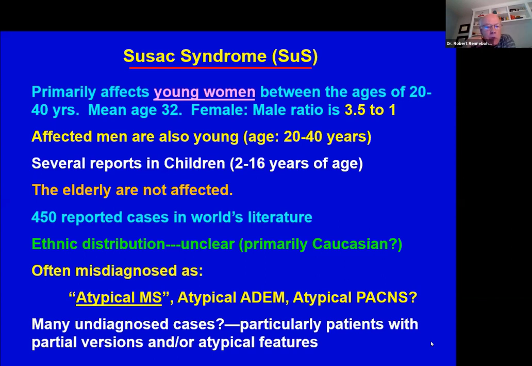There have been approximately 450 reported cases in the world's literature. The ethnic distribution is unclear. Most of the reported patients have been Caucasian. Susac syndrome is often misdiagnosed, usually as atypical MS, but sometimes as atypical ADEM or atypical primary angiitis of the central nervous system. I imagine that many cases go undiagnosed and untreated, particularly patients with partial versions or atypical features.